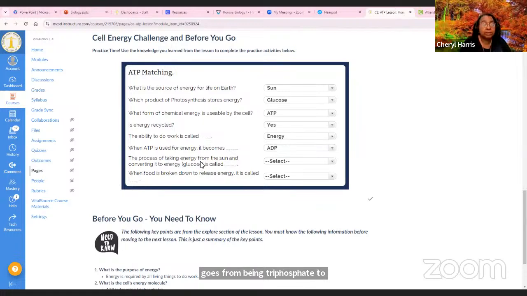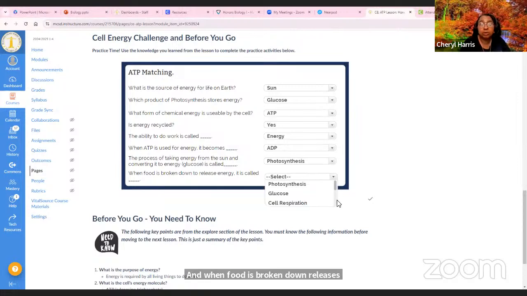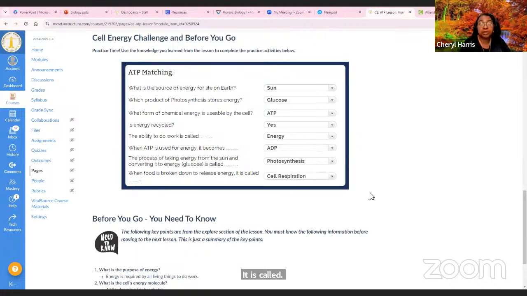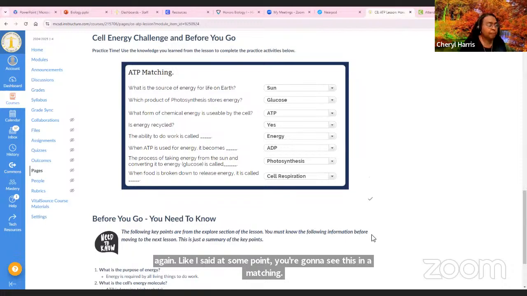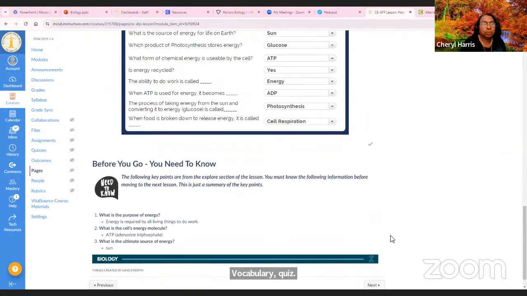All right, the process of taking energy from the sun and converting it to energy is photosynthesis. And when food is broken down, it releases energy. It is called cellular respiration. All right. So you should have all of those down. Again, like I said, at some point you're going to see this in a matching vocabulary quiz. So make sure that you practice those.